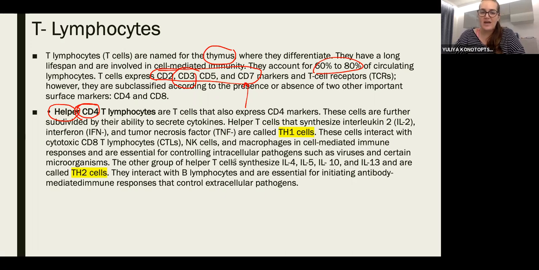Okay, so don't forget. We have two types of T helper cells. We have T helper 1 and we have T helper 2. There are two different types of them. Somebody has a question? Yes.